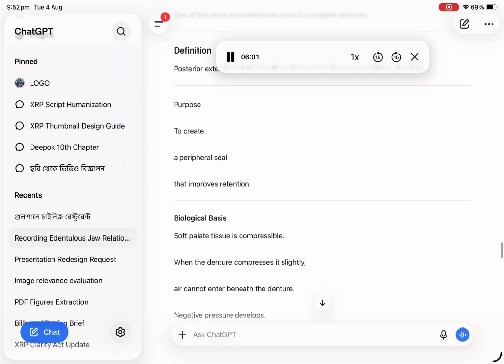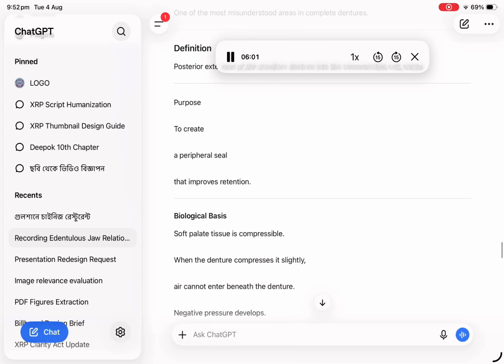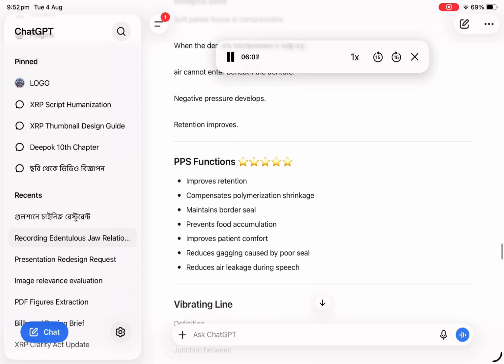PPS functions: improves retention, compensates for polymerization shrinkage, maintains border seal, prevents food accumulation, improves patient comfort, reduces gagging caused by poor seal, reduces air leakage during speech.